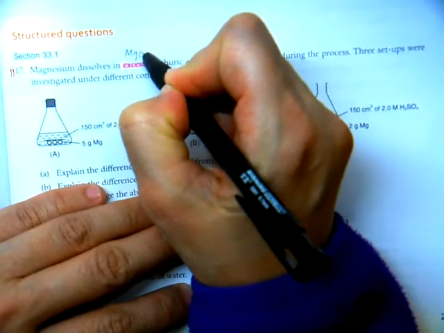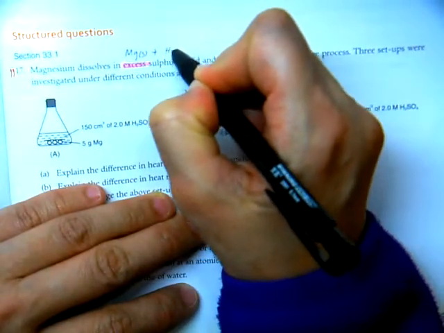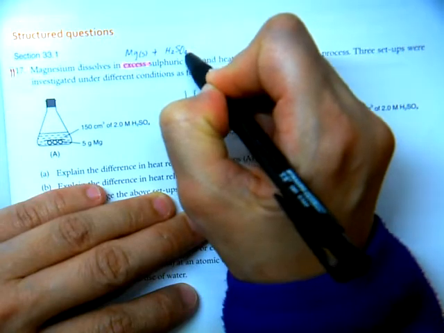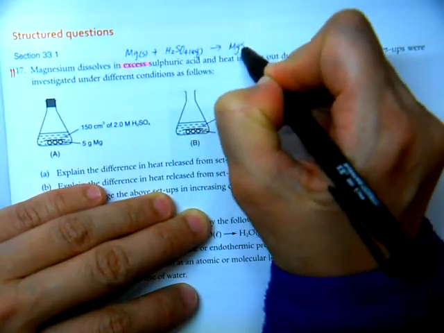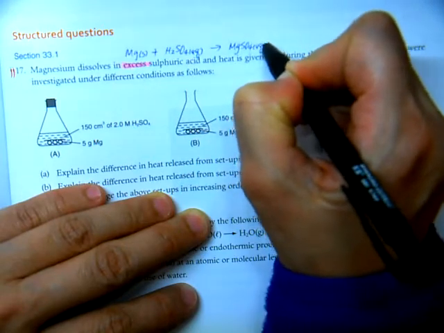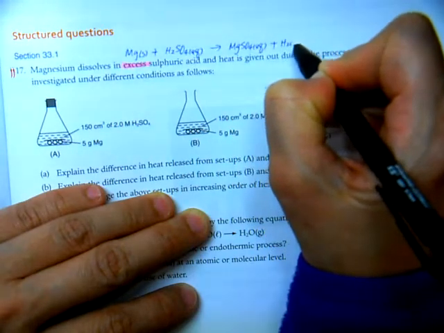First of all, write down the equation for the reaction. Magnesium reacts with sulfuric acid, magnesium sulfate, and hydrogen gas are produced.